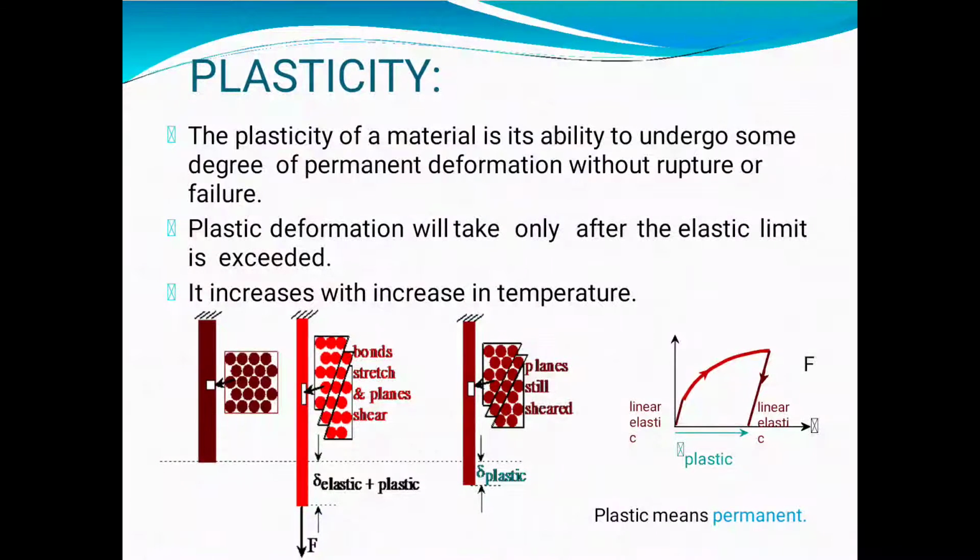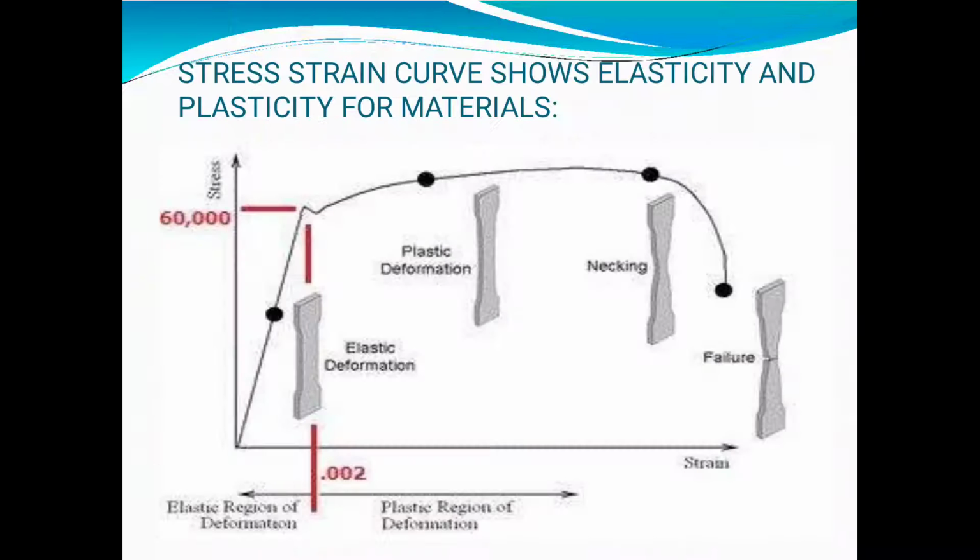Plasticity: the plasticity of a material is its ability to undergo some degree of permanent deformation without rupture or failure. Plastic deformation will take place only after the elastic limit is exceeded. It increases with increase in temperature. The stress-strain curve shows elasticity and plasticity of a material. Here I have shown another example of stress-strain. Stress is denoted on the vertical axis and strain on the horizontal axis. When you apply the load, changes occur in the material. First elastic deformation, second plastic deformation, third necking, and last, if you apply too much load, the material will go to failure, that is fracture.